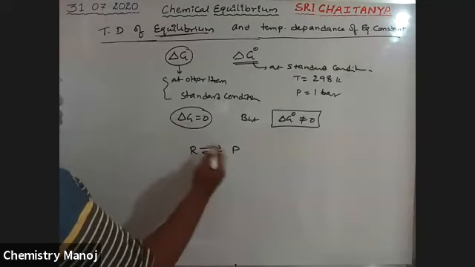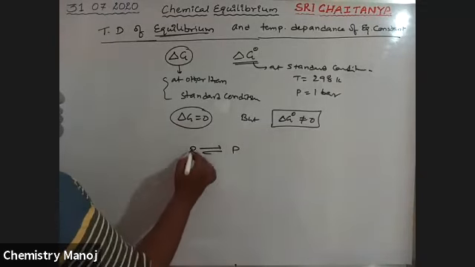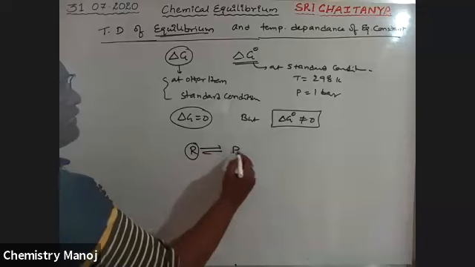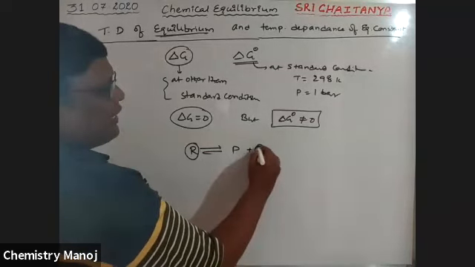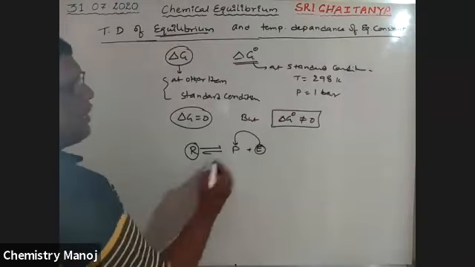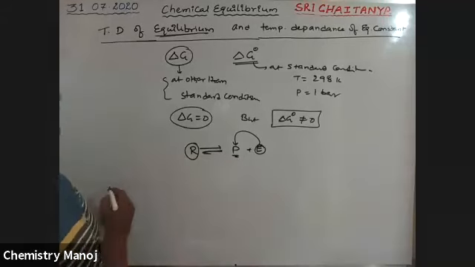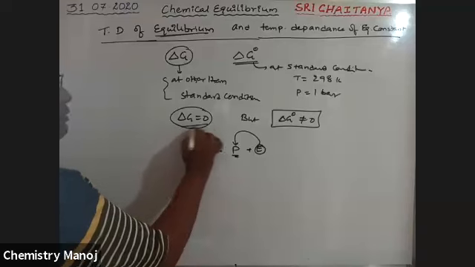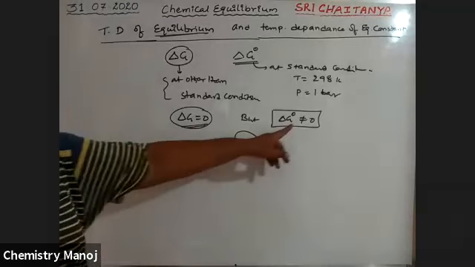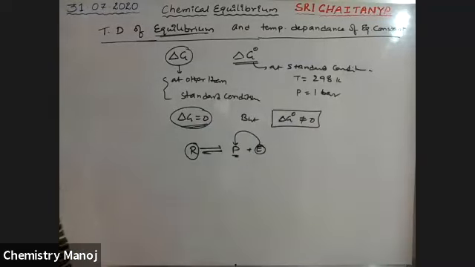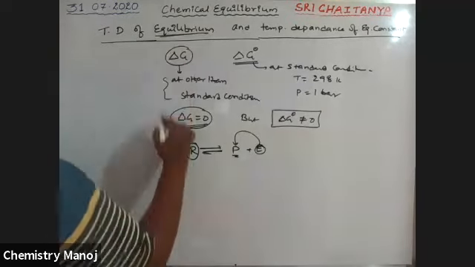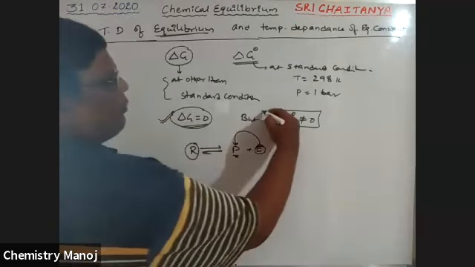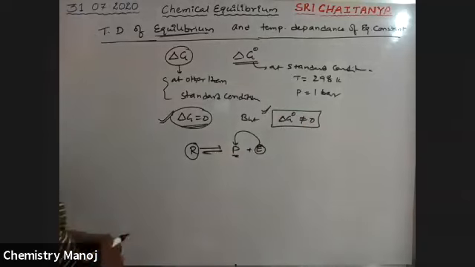Delta G means product value minus reactants value. So during this reactants converting into products, some energy is released. That energy is completely utilized by products to convert into reactants. Therefore, net change in energy is equal to 0. But it is not possible at standard conditions. That is why at equilibrium, delta G is equal to 0, but not delta G naught.